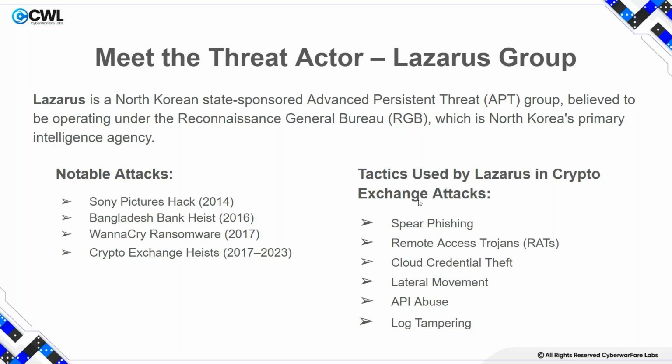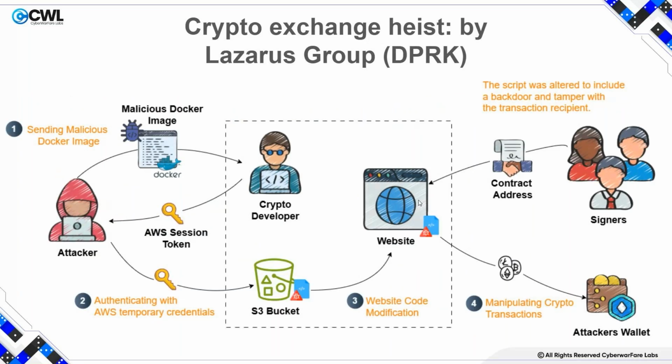So moving forward, now we will see how Lazarus performed the crypto exchange heist on Bybit. We will divide this whole attack into phases. If you see here, let's call this particular phase phase one, which is the initial foothold. This one will be the second phase, and this one will be the last phase.